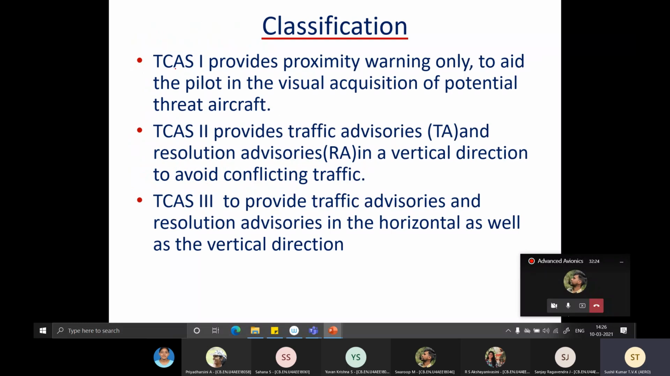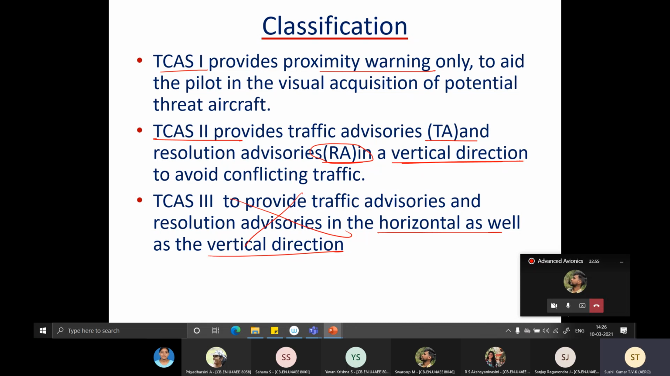So the initial generation TCAS just provided a traffic advisory. TCAS 2 gave traffic advisory as well as resolution advisory, and it's restricted to the vertical plane. No azimuth guidance. TCAS 3 was supposed to give both horizontal as well as vertical, but due to some technical reasons, they have done away with TCAS 3. It's not going to be implemented.